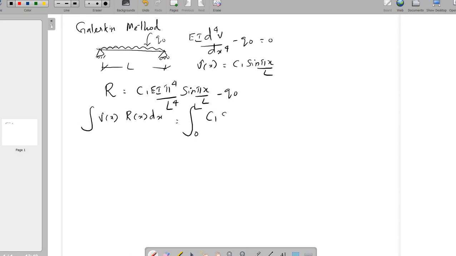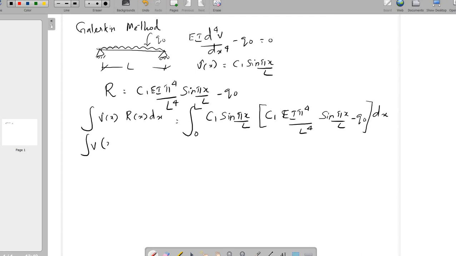V of x is C1 sine pi x by L. Residual equation is C1 EI pi power 4 by L power 4 sine pi x by L minus Q naught into dx. So this is the Galerkin's method equation. So this equation should be minimum. That is, the integration of V of x into R of x should be equal to 0.